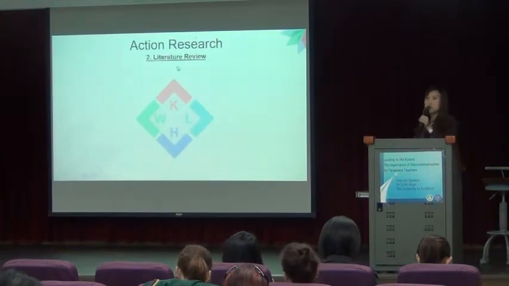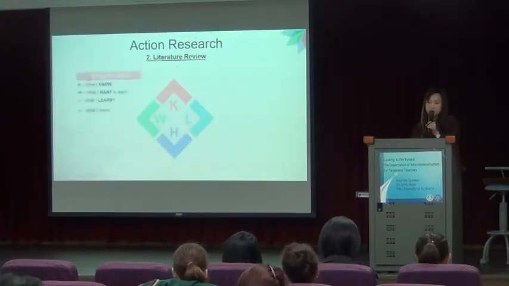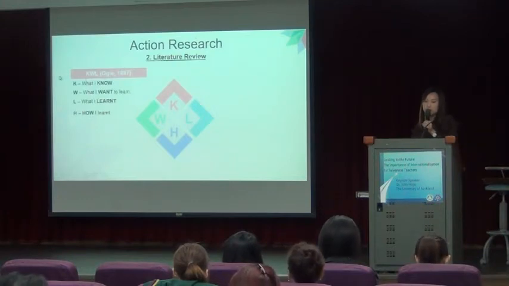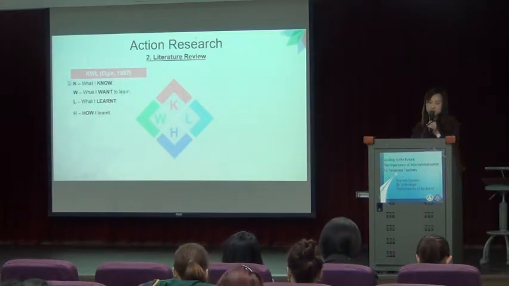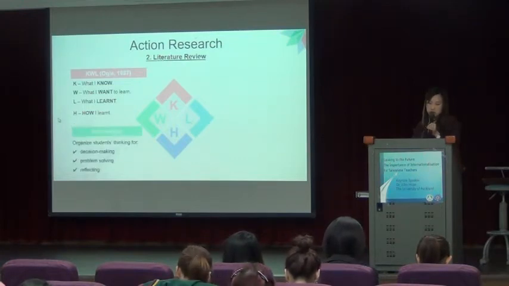So what is KWLH? Actually, this was developed by the researcher called Ogle in 1987. K means what I know, W means what I want to learn, and L means what I learned. But she only previously developed these 3 parts, and later some researchers developed a different strategy, like H, which means how I learned. So this strategy can help students to organize their thinking for their decision making, their problem solving and also reflecting.